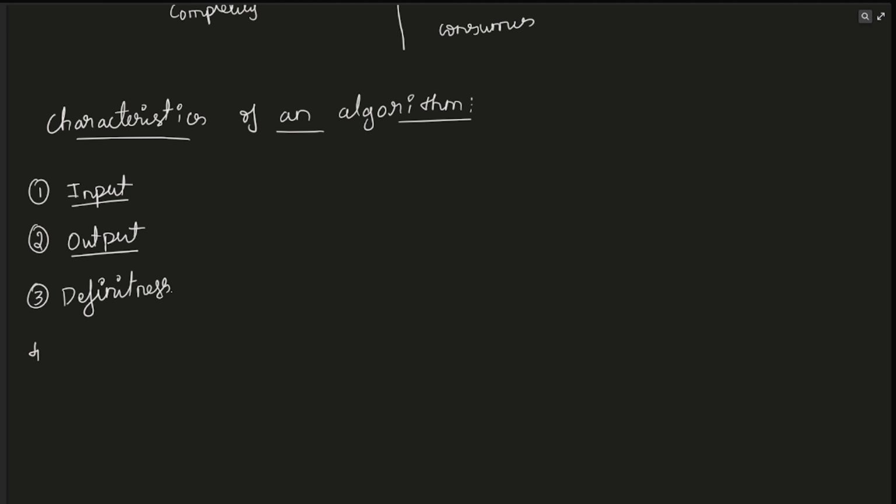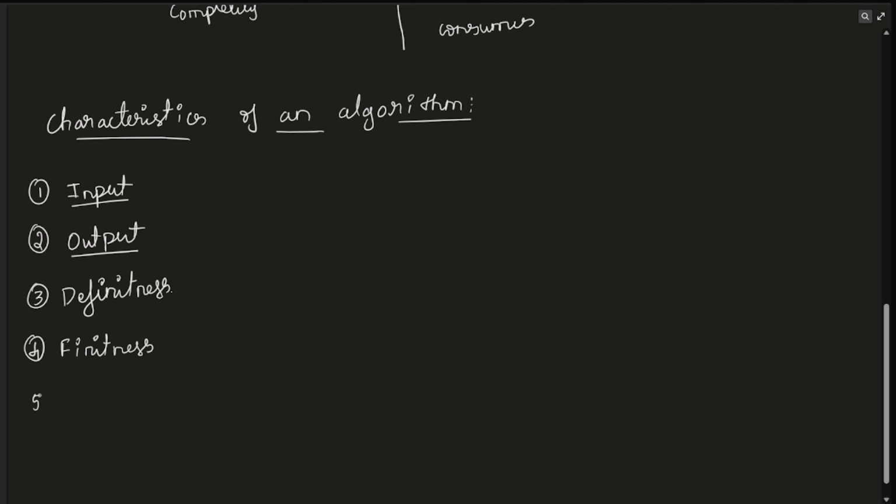The fourth one is finiteness. What does this mean? Every algorithm should have a finite number of steps. Like functions, an algorithm should have some steps, then do something and at the end return at some point.